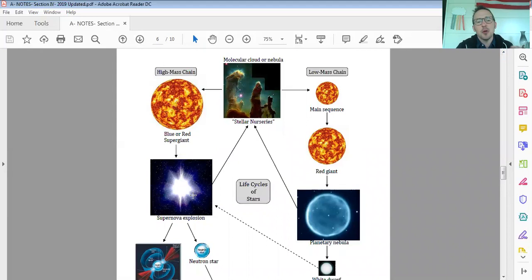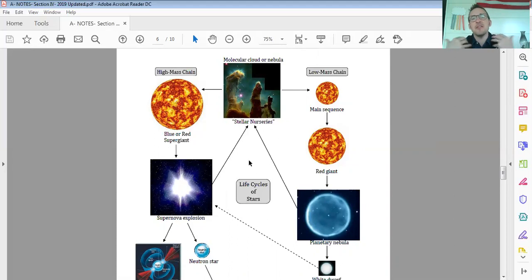Notice at the supernova explosion, we have what I call a recycling arrow back up to stellar nurseries. What's left after a supernova? We have a cloud of gas and dust. In what nurseries are stars born? Clouds of gas and dust. So in this way, everybody, star stuff can get recycled.